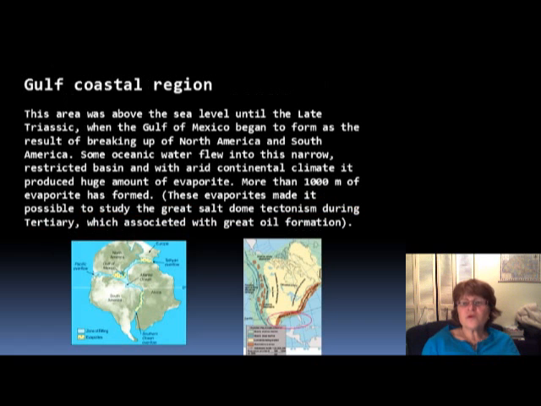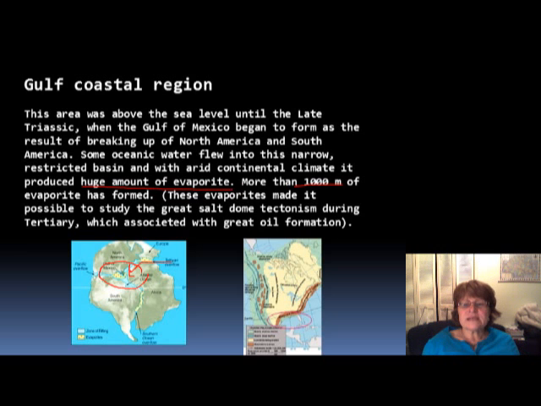So now let's move to the Gulf coastal region. This area was above sea level all the way until the late Triassic, when the Gulf of Mexico formed. And as I already mentioned, the Gulf of Mexico got a little bit of seawater. It became highly restricted, and there was a huge amount of evaporite. Remember, evaporite is gypsum, anhydrite, salt. So it was really thick, probably as thick as 1,000 meters, which is about 3,000 feet.